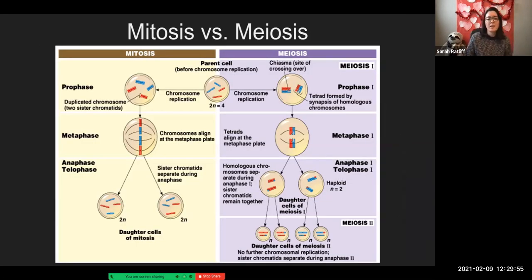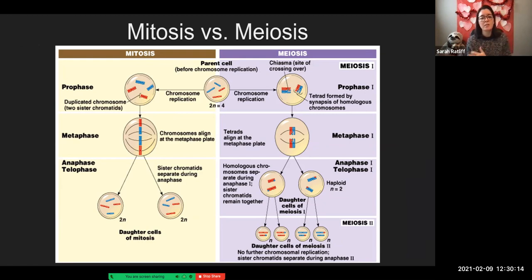Here's a side-by-side. Again, just sort of like a big difference here. Mitosis only goes through these steps once: prophase, metaphase, anaphase, telophase. We start with diploid cells. We end with diploid cells. We have 2 copies of each chromosome during mitosis.